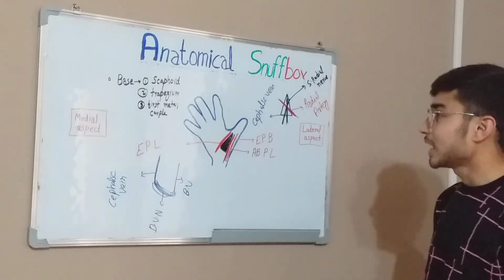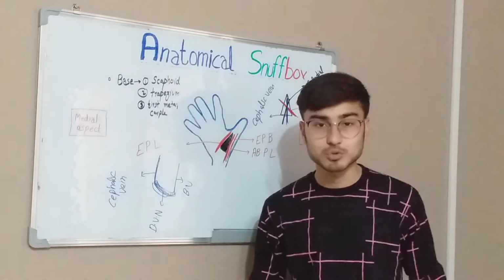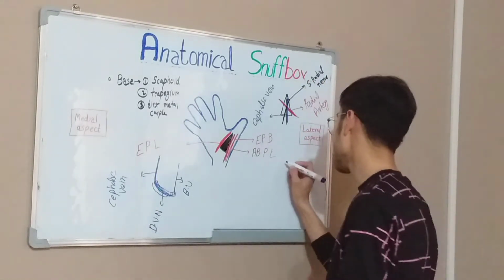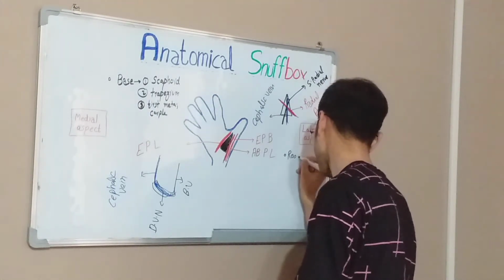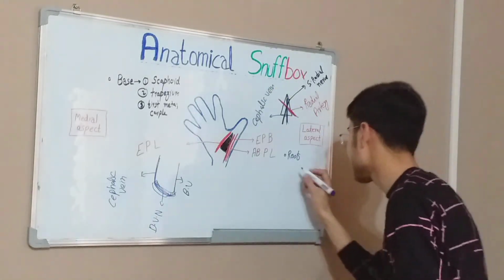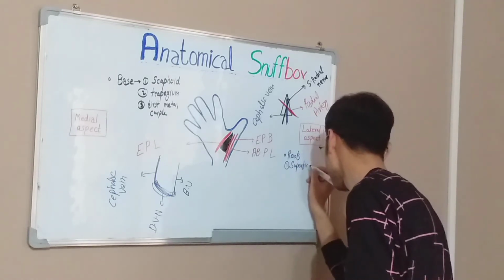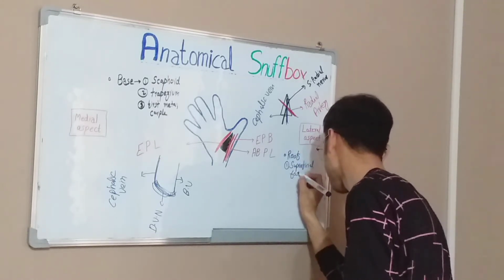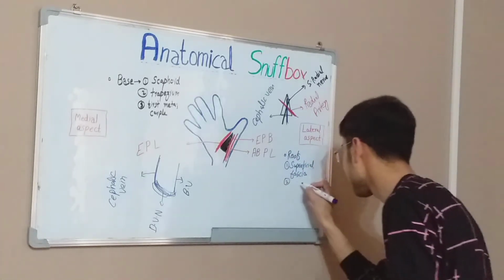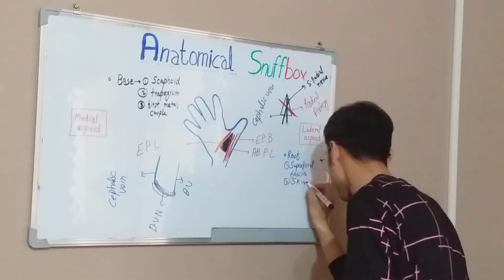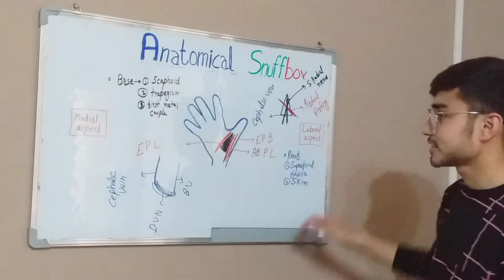Okay. And now the roof of the anatomical snuff box is formed by two structures. One, we have the superficial fascia, and the second one, we have the skin. So regarding the roof, you should remember that the roof of the anatomical snuff box is formed by the superficial fascia and the skin. So this was all regarding the anatomical snuff box.